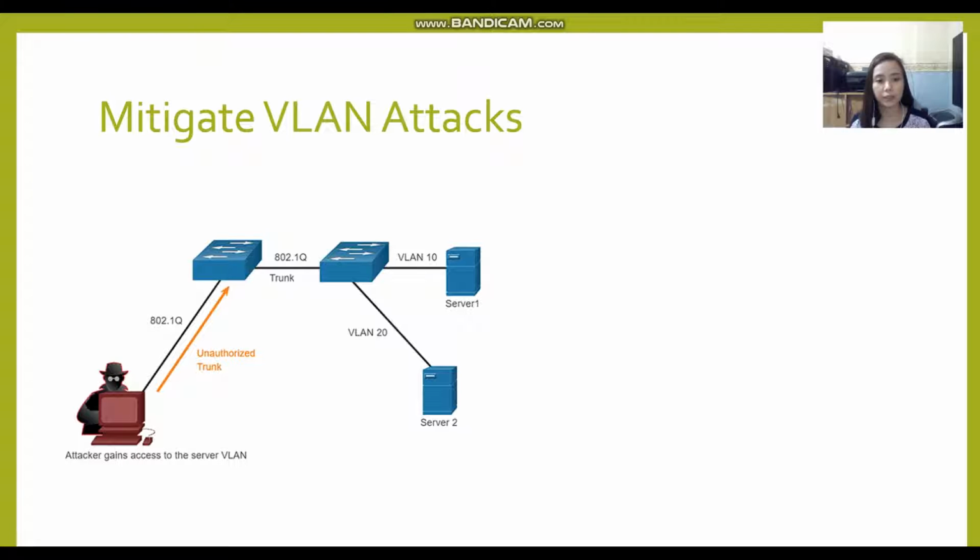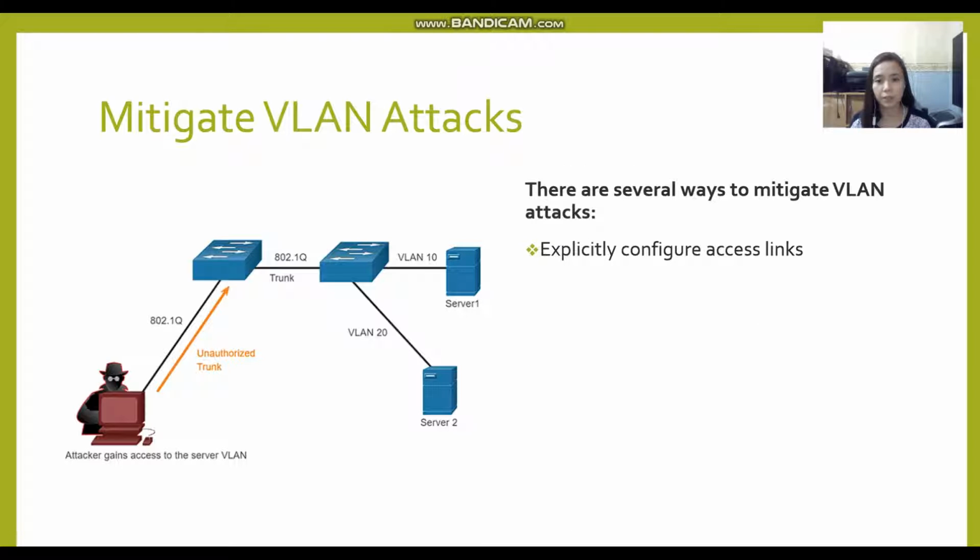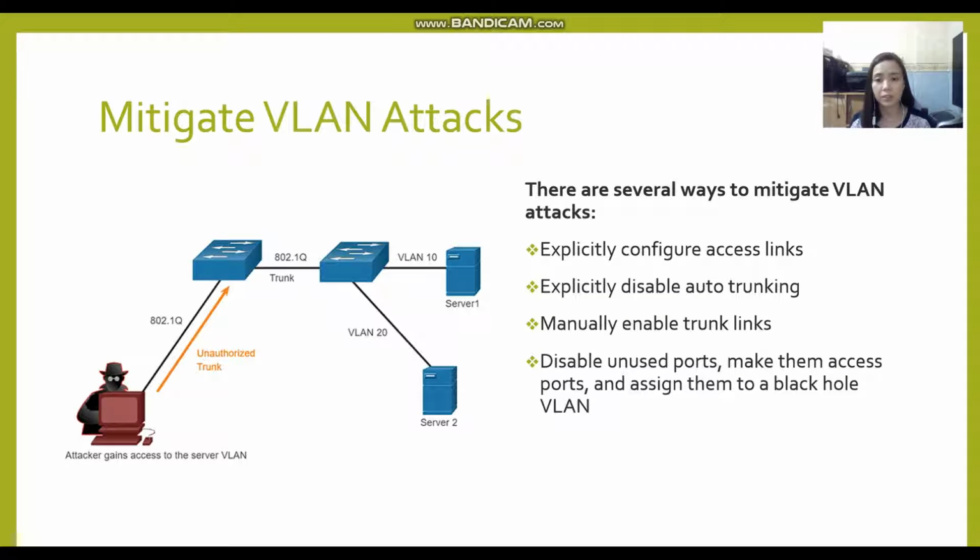Mitigate the VLAN attacks. There are several ways to mitigate VLAN attacks. First is to explicitly configure access links, explicitly disable auto-trunking, manually enable trunk links, and disable unused ports, make them access ports, and assign them to a black hole VLAN. And then change the native VLAN, change the default native VLAN. Implement port security.